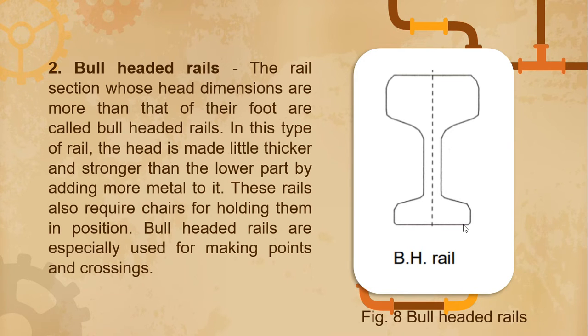And kung mapapansin natin sa figure, its head o yung nasa taas niya ay mas malaki compared dun sa lower part o nasa baba. So compared to the double-headed rails, hindi proportional or hindi equal yung size ng upper and lower tables nito. Thus, the foot is designed only to furnish necessary strength and stiffness to the rails.